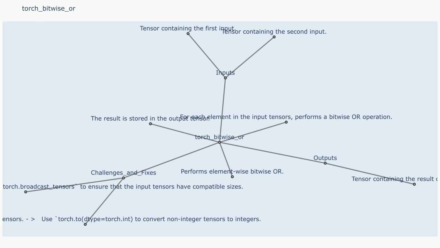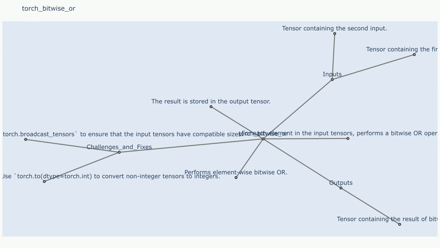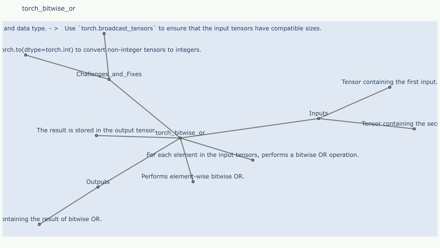torch.bitwise_or. Description: the torch.bitwise_or function performs a bitwise OR operation on two tensors element-wise. The result for each element is 1 if at least one of the corresponding bits in the input tensors is 1. Otherwise, the result is 0.